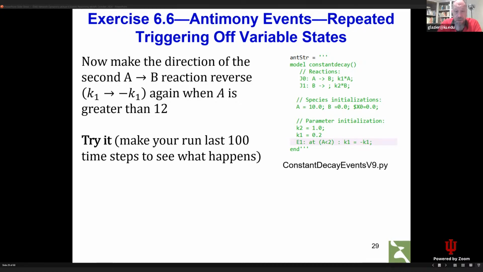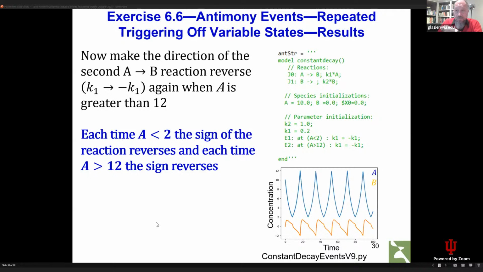What do you think will happen? Think about it maybe before you do it. Think about what you expect to get. So try it and then you can put the result in the chat. Effectively now you have an oscillator. When the value of A gets too small, it turns around and starts increasing A. When the value of A gets too big, it turns around and makes it decrease again. So with conditionals of this kind, the conditionals are not very complicated, but you can actually build some pretty elaborate relationships between things.